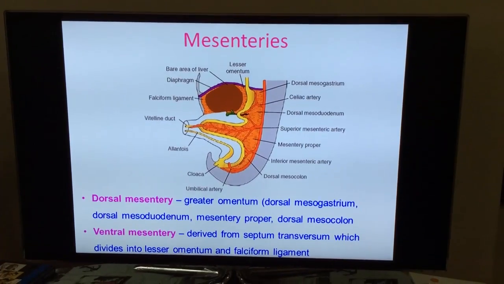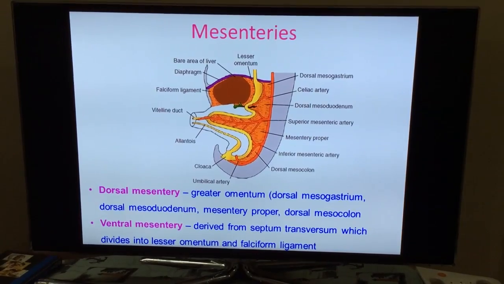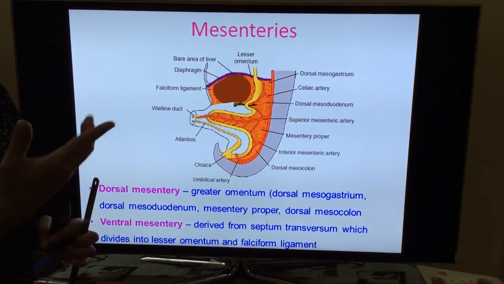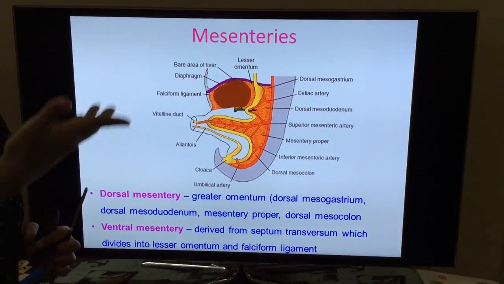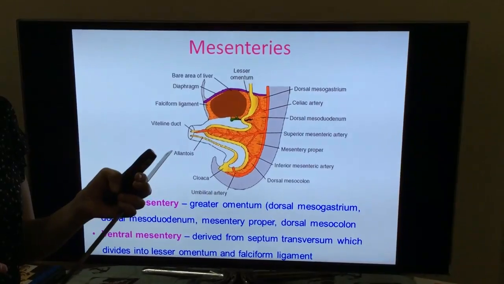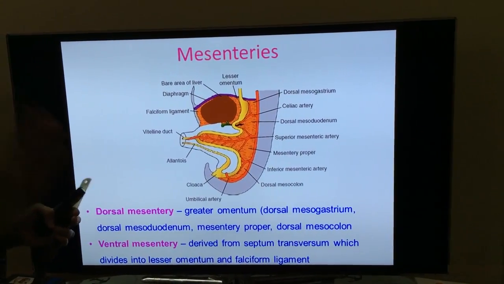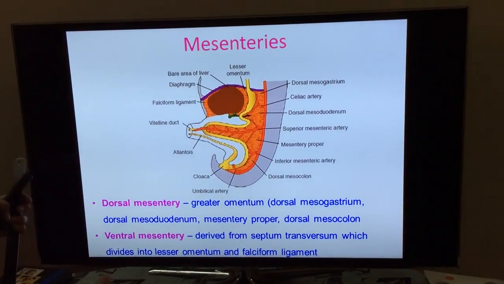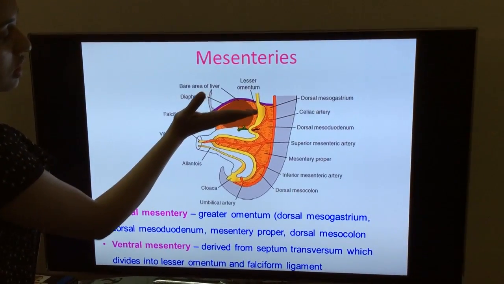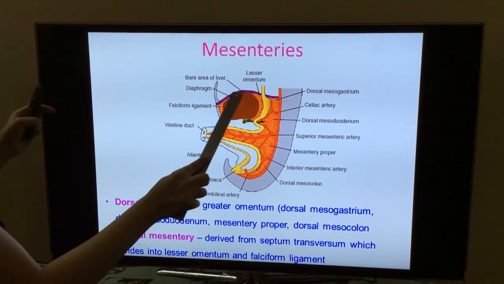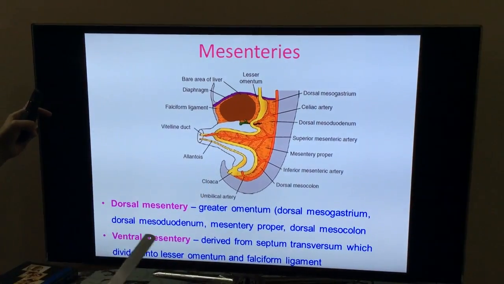I had told you in the earlier video on the development of the respiratory system what the septum transversum is. The septum transversum is a plate of mesenchyme derived from the mesoderm, which separates the thoracic cavity from the abdominal cavity. This septum transversum also contributes to the formation of the ventral mesentery. You can see this is the developing diaphragm, which separates the thoracic cavity from the abdominal cavity.